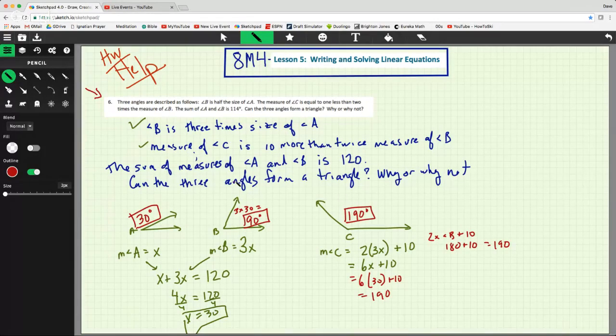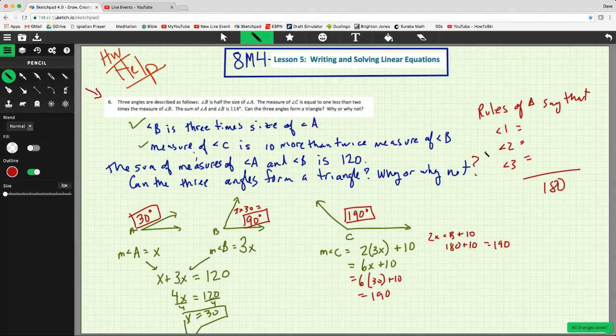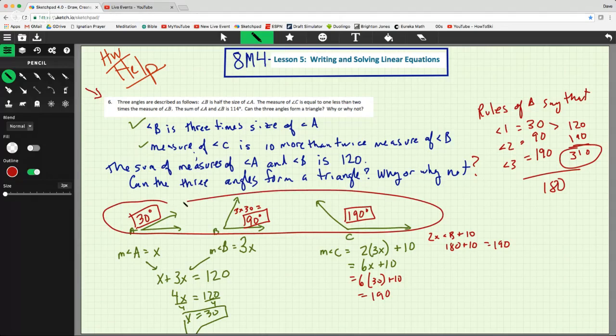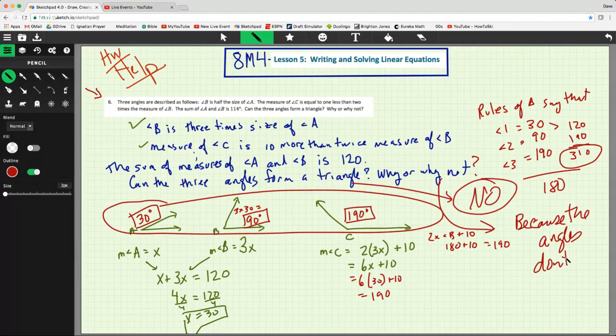So now my question is, can these three angles form a triangle? Why or why not? Well, what are the rules of a triangle? The rules of a triangle say that angle 1, angle 2 and angle 3 sum to 180. So let's write our angles in. The first one is 30, the second one is 90, and the next one is 190. I can already tell that it's not going to work out, but let's see. This is 120, and then 190 makes 310. So if I add these angles together, I get 310. So the answer is no. Why or why not? Because the angles don't sum to 180. And I have all this work to support me.